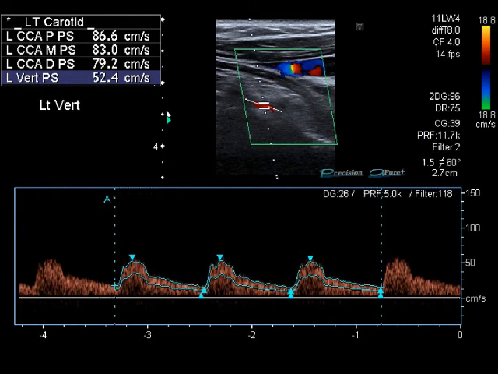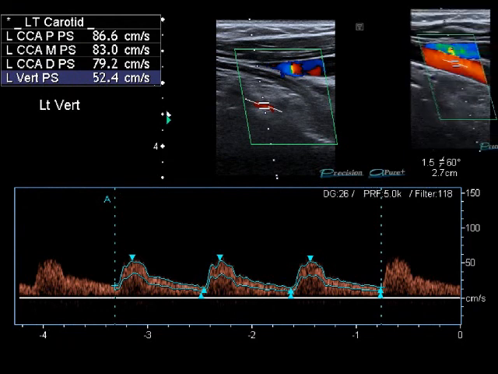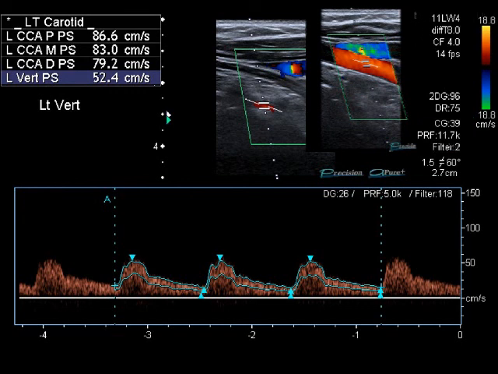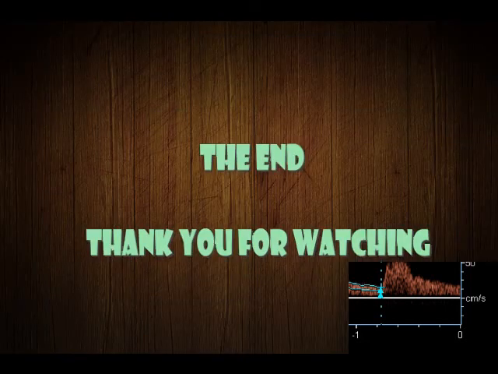Relatively low resistance and flow velocity are the features of vertebral artery waveform. And the color of vertebral artery should be the same as that of common carotid artery, otherwise subclavian steal syndrome should be suspected. That's the end of the video.